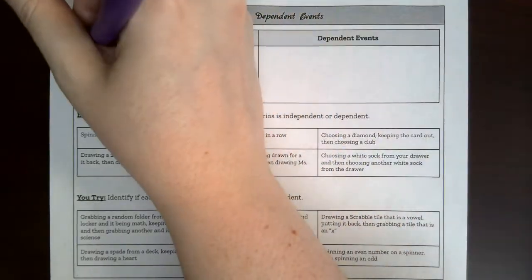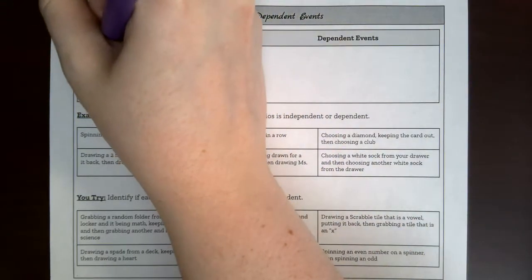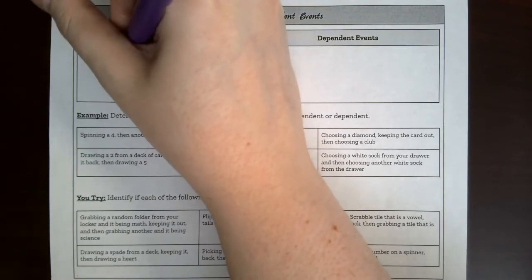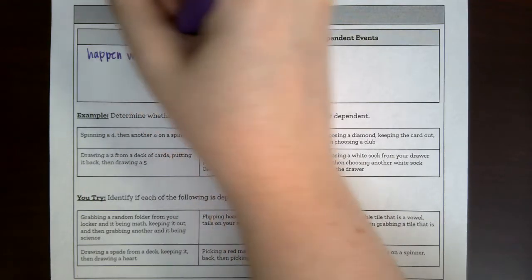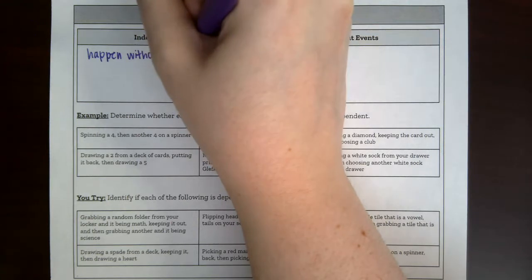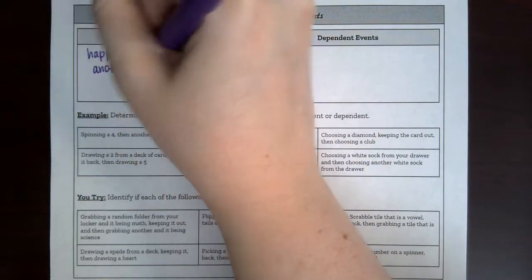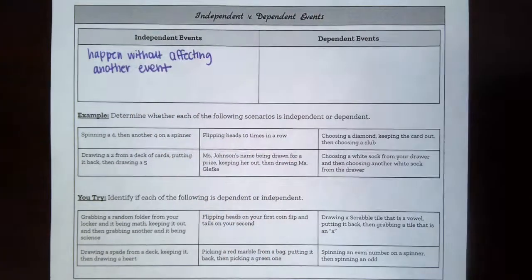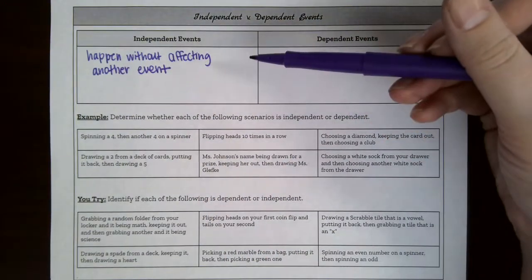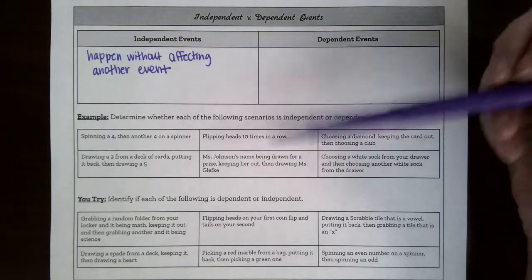So independent events happen without affecting another event. So they're just like completely separate ideas. One of them does not affect the other one.